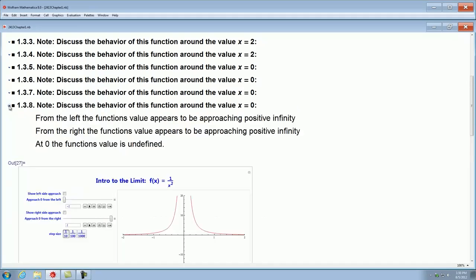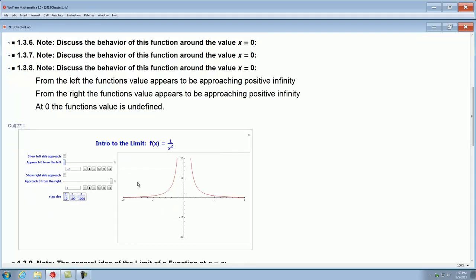Now, this one, 1 over x squared. Let's see if we can do this one. So we're going to approach 0. Of course, at 0 it is undefined. As we come in from the left, the function's taking off to infinity. As we come in from the right, it's taking off to infinity also.